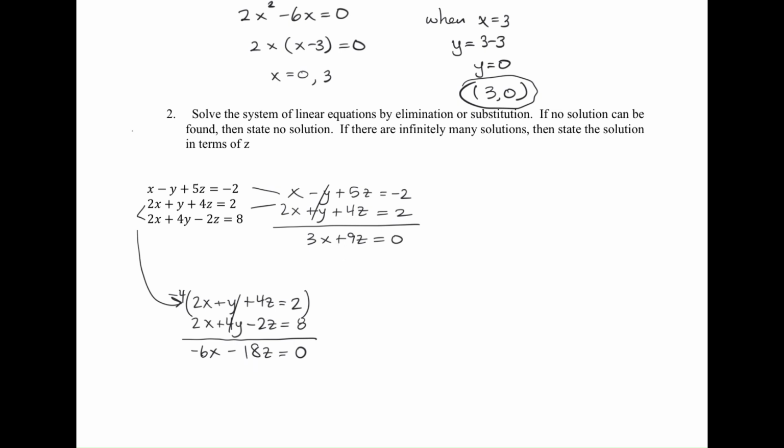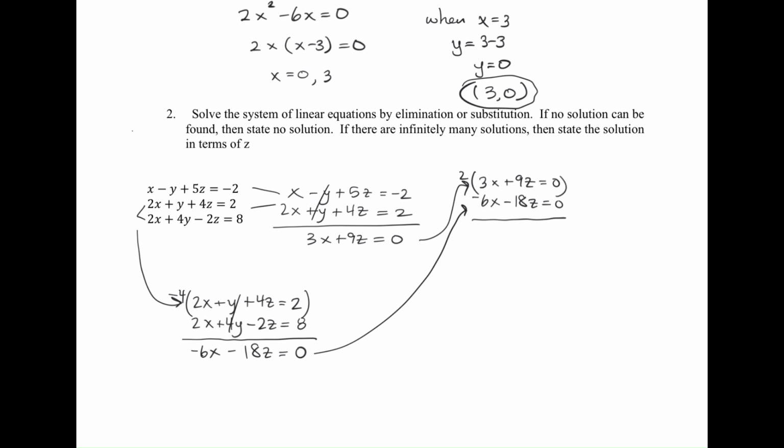So now we take these two and make a system of equations. And continue to solve for one of the variables. So I'm going to solve for x. Means I need to eliminate z. So if I want to get z eliminated, I need this to be a positive 18 so it can cancel with the negative 18. So I need to multiply top equation by 2.